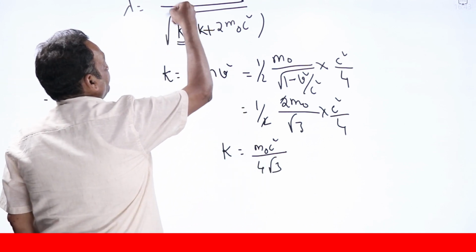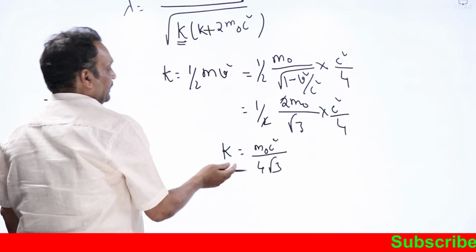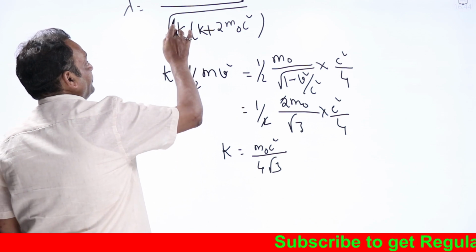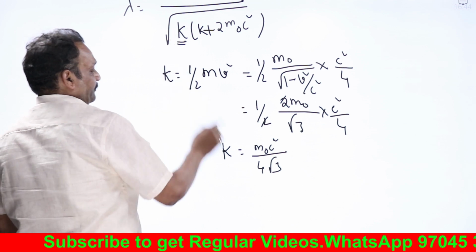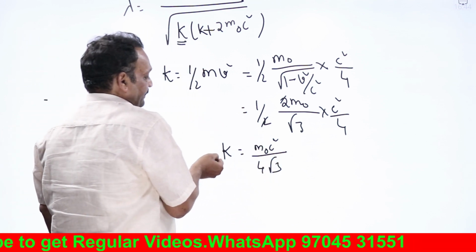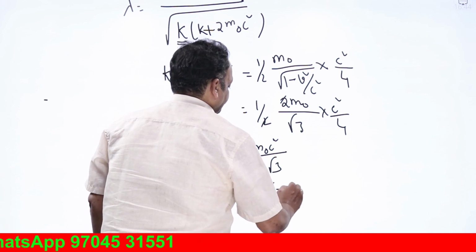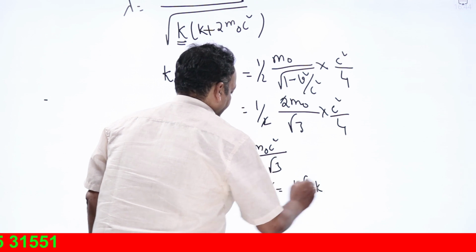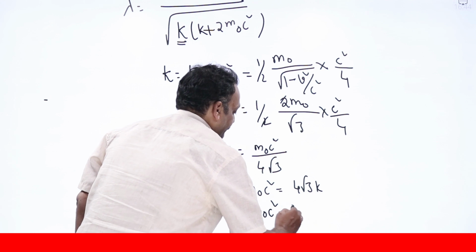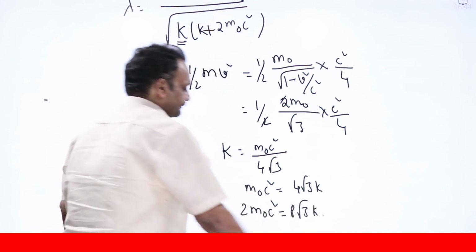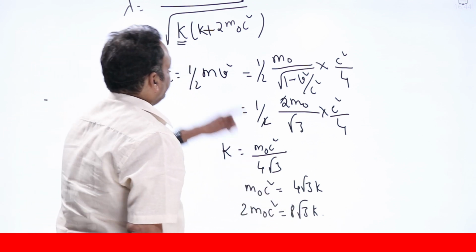In the expression for the de Broglie wavelength, we have 2m naught c square here. So from this expression only, and he is asking us the ratio of the kinetic energy of the photon to that of the electron. So I have to take k out. So I have to convert this m naught c square also in terms of k. So m naught c square is equal to 4 root 3 k. 2m naught c square will be 8 root 3 k. Now substitute this 2m naught c square equal to 8 root 3 k in this formula.